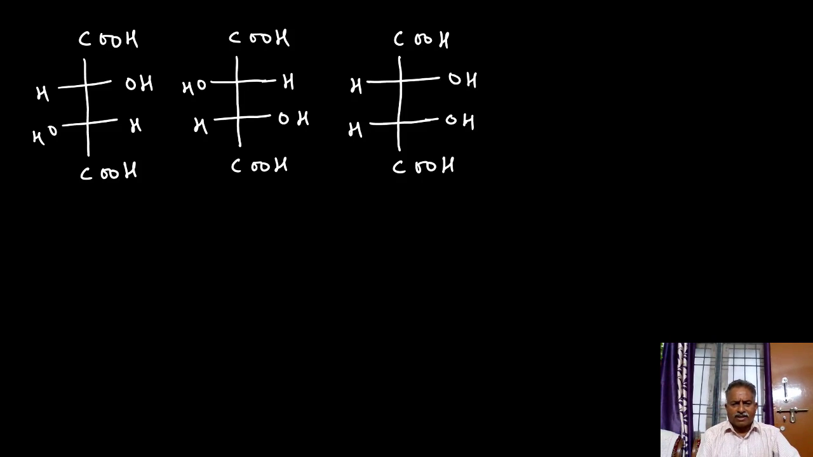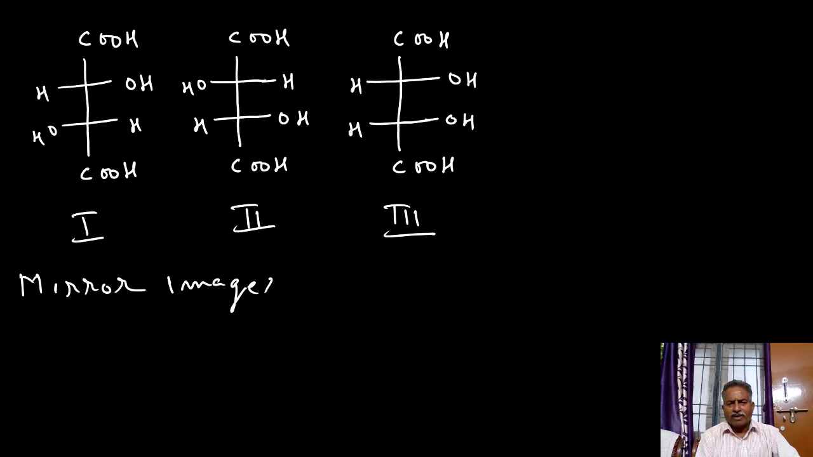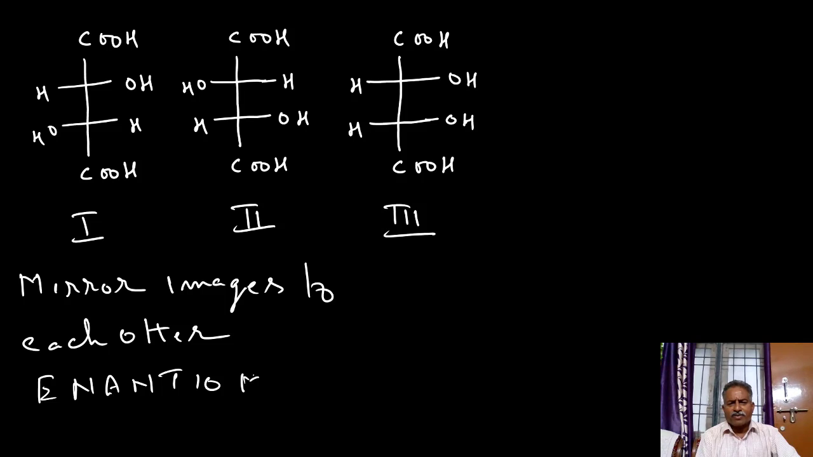Now, let us see tartaric acid. Here in the tartaric acid, three structures are shown: structure 1, structure 2, structure 3. Structures 1 and 2 are mirror images of each other. Therefore, they are enantiomers. Now observe structure 3. Structure 3 is found to be optically inactive.